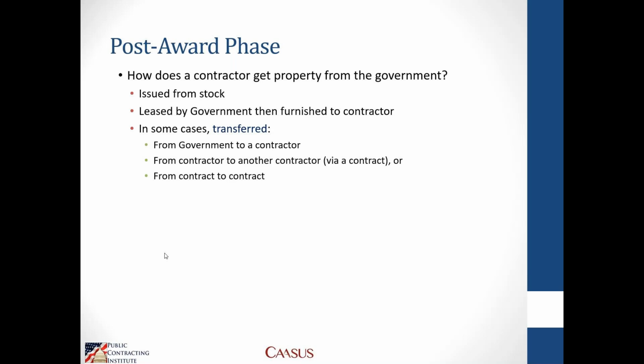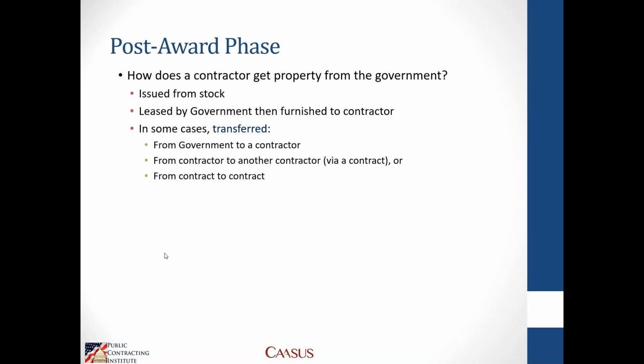So let's talk about also how property comes into the possession of a contractor to begin with. Before, I talked about loosely gaining contracts and losing contracts, and that contractor acquired property when transferred to another contract is converted to government furnished property. So property can either be issued from stock, or it can be leased by the government and then furnished to the contractor. That's still considered government furnished property from the contractor's perspective, even if the government's leasing it.